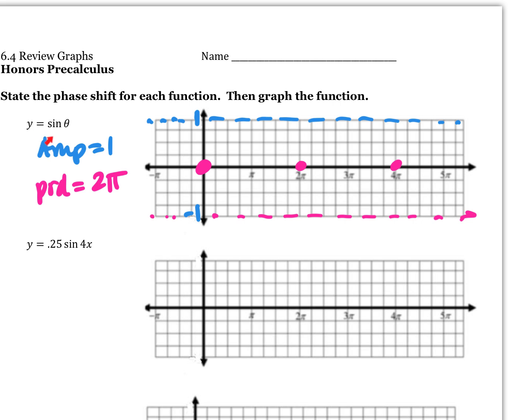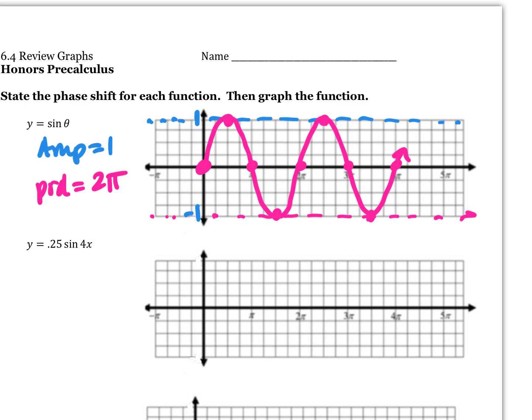Because it's positive sine, do I start by going up or down first? Up. Boom, boom, boom. Guys, you don't have to fill out the entire graph. I'm good with like 2 or 3 cycles, and then we're good.